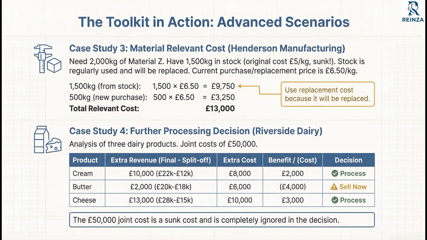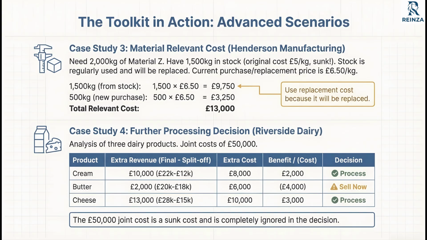The current purchase and replacement price is £6.50 per kilogram. How do we calculate the relevant cost? For the 1,500 kilograms from stock, use the replacement cost, because it will be replaced. 1,500 multiplied by £6.50 equals £9,750. For the additional 500 kilograms that must be purchased new, use the current purchase price. 500 multiplied by £6.50 equals £3,250. The total relevant cost is £13,000. Notice we used replacement cost throughout because the material is regularly used.